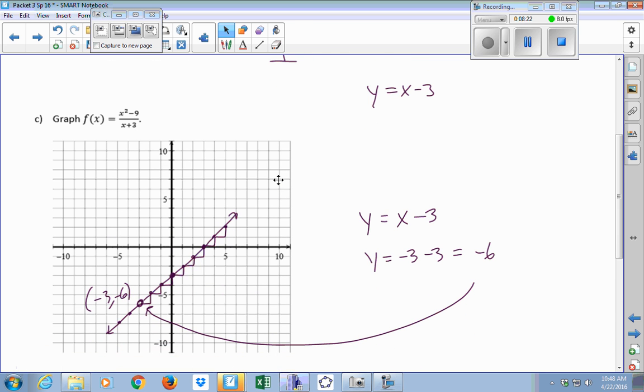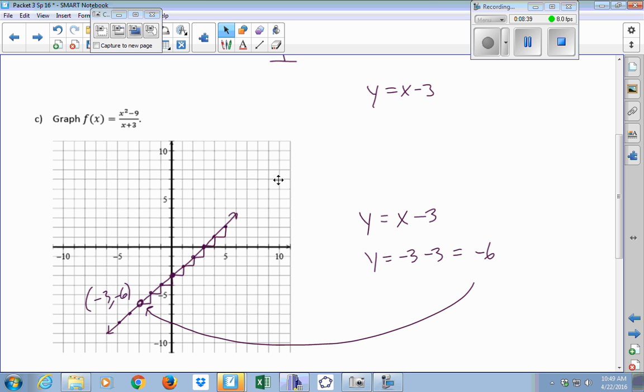So it's kind of strange, but that's how you get the hole in your rational functions, is when you find a common factor. You can find more than one common factor, but usually you have at least one common factor, top and bottom. You're going to have one hole in your graph.